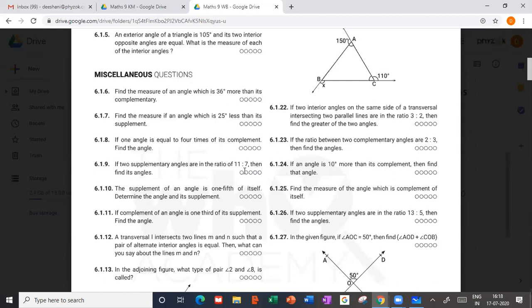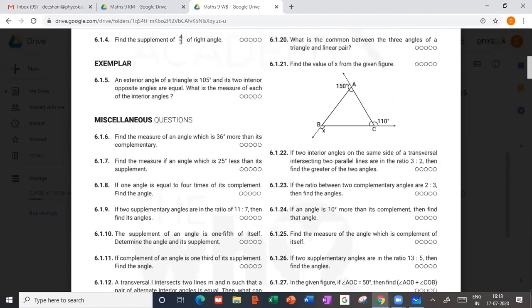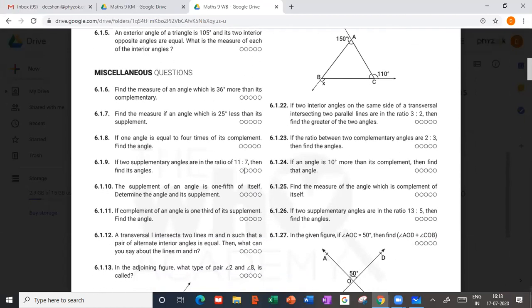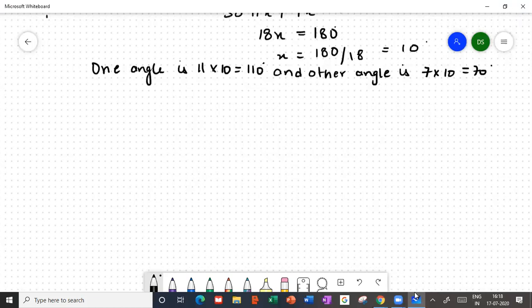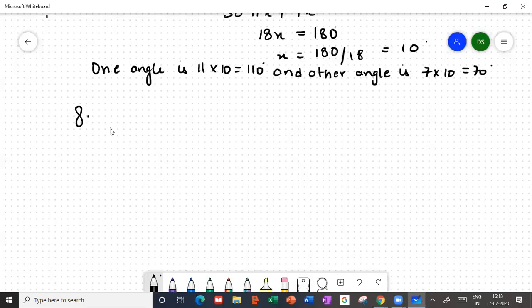Somebody was asking about which question before? The eighth one. Okay, so if one angle is equal to 4 times its complement, find the angle. No worries, we'll solve it. It's nice, but you'll also get practice of how to write it, isn't it? So how do you write this question?